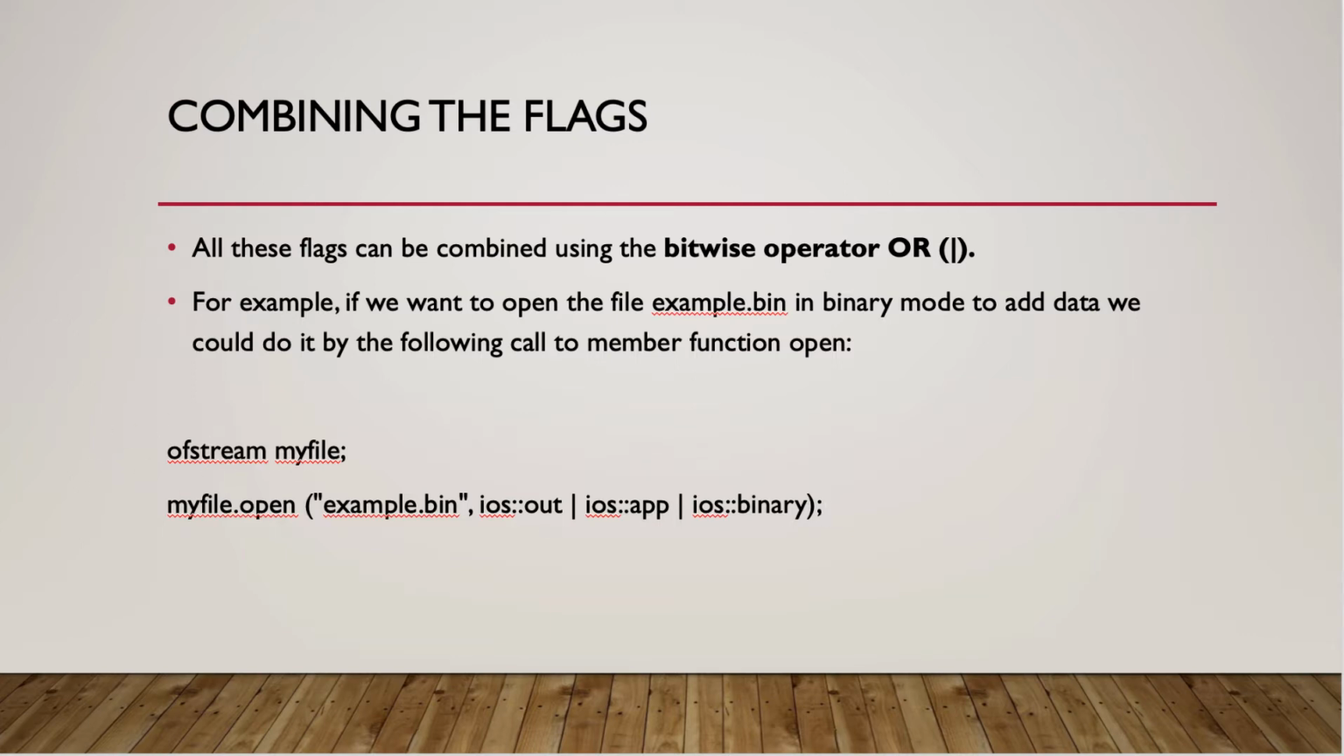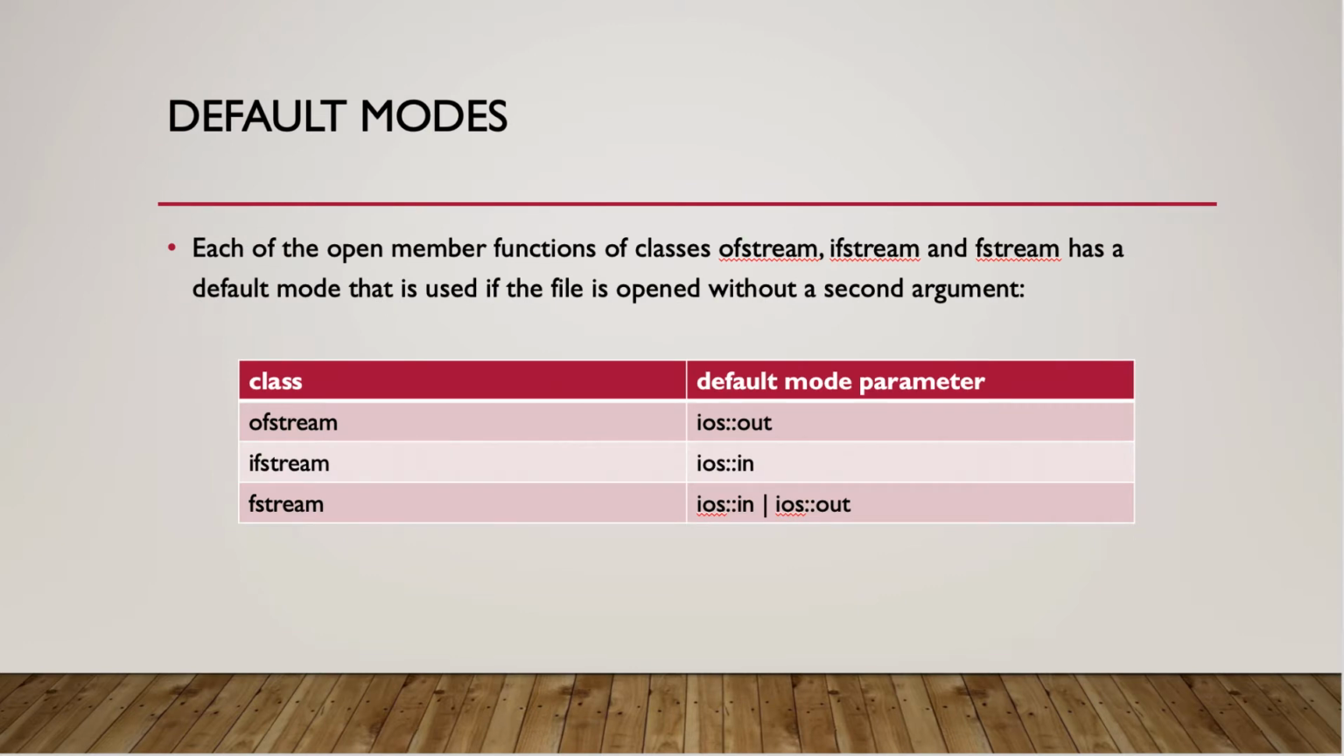Let's take a look here and see what we can do for the default modes. Each of the open member functions of the classes ofstream, ifstream, and fstream has a default mode that is used for the file if you don't use any second argument or flag. So by default, if that's an object of ofstream, the ios::out is set, which means if you have an ofstream object, you just open it, it is already in output mode. ifstream, the same thing with input, and the fstream is going to be in both. So basically you're saying I want to do input and output on both.